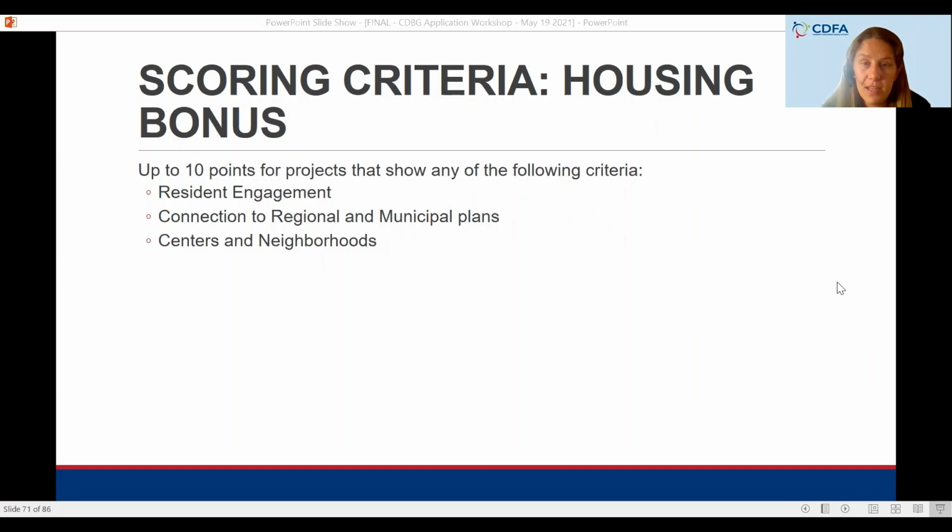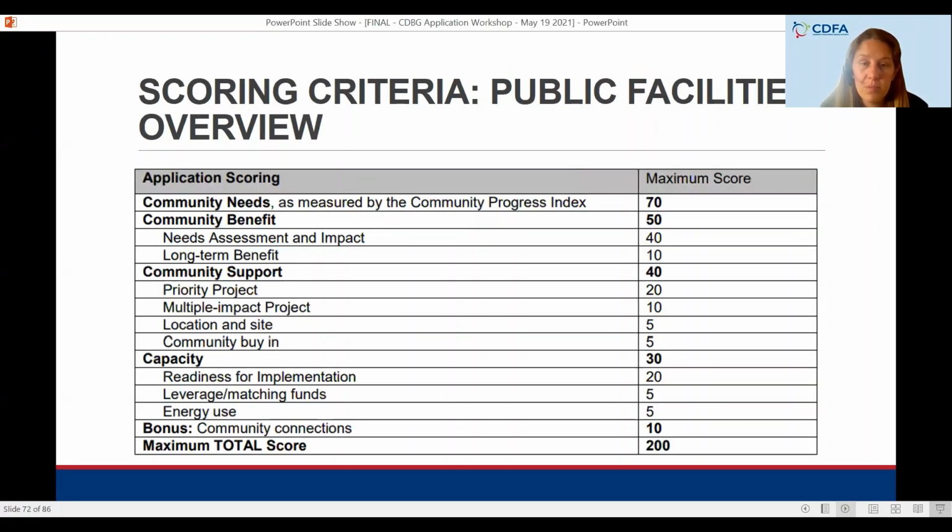Okay, well, we'll move on at this point to the public facilities scoring. So you'll see a number of the same areas and also some different areas, just because we know there are different needs in our public facility area. And so I'll go through these criteria now, and you'll see again that reaches the maximum score of 200 points.